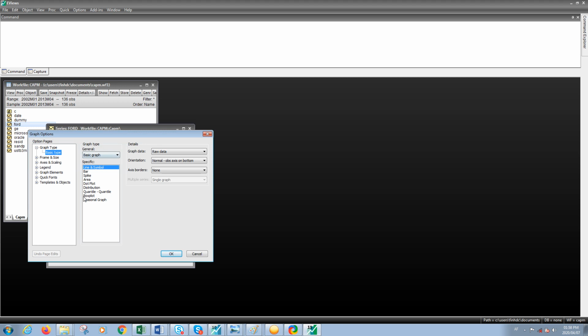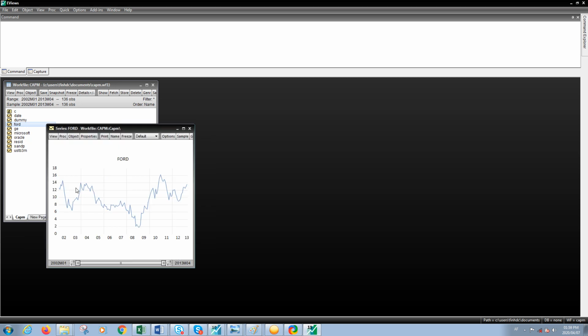and there's a whole bunch of different graphs that you can draw. Let's just draw a line and symbol, and that will show you how the share price fluctuated across time. Time, T being on your x-axis, and the price on your y-axis. So in this case, it's Ford share price as a function of time.